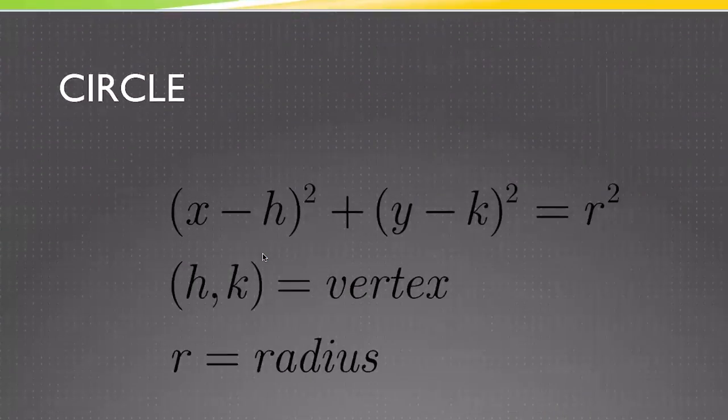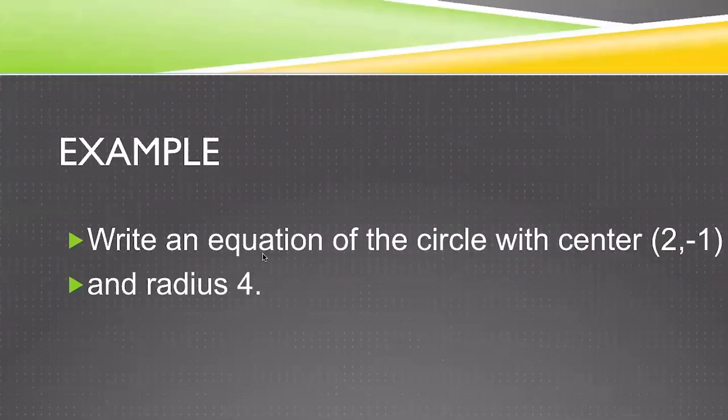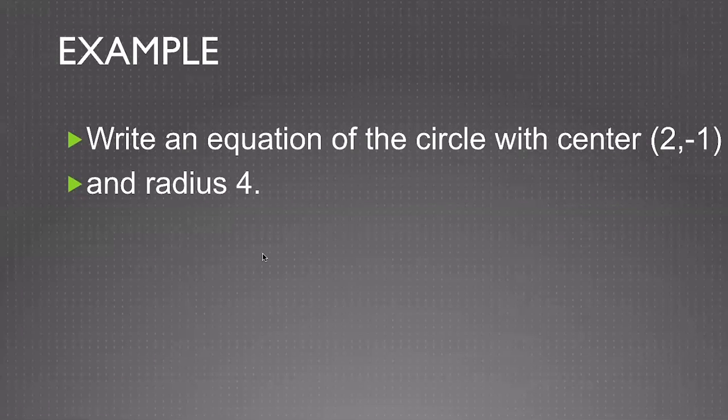So let's talk about a circle. Your equation of the circle is x minus h quantity squared plus y minus k quantity squared equals r squared. H and k again are your vertex, and your r represents your radius. So write the equation of a circle that has a center of 2, -1, and a radius of 4. So let's put that equation back up here. X minus h squared plus y minus k squared equals r squared. Our h value would be our 2, our k would be our -1, and our radius is 4.